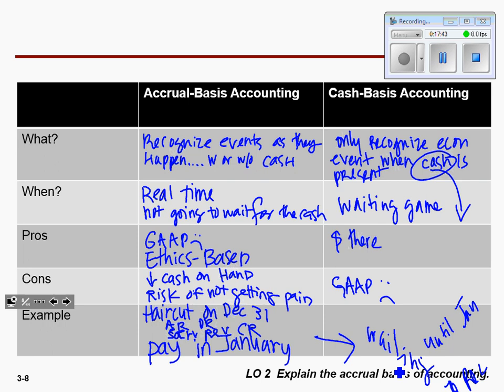Waiting, acting like we didn't even have that haircut on December 31st. Waiting until the cash shows up and saying, oh yeah, by the way, we had that sales or service revenue.